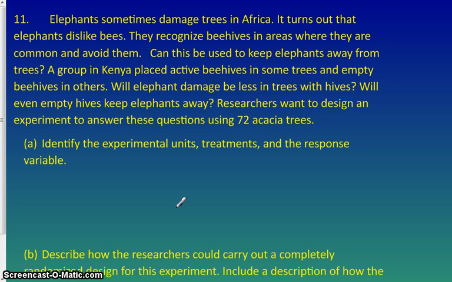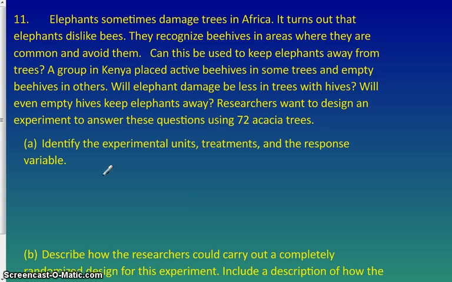A group in Kenya placed active beehives in some trees, empty beehives in others. Will elephant damage be less in trees with hives? Will even empty hives keep elephants away? Researchers want to design an experiment to answer these questions using 72 acacia trees. Identify the experimental units, treatments, and the response variable.